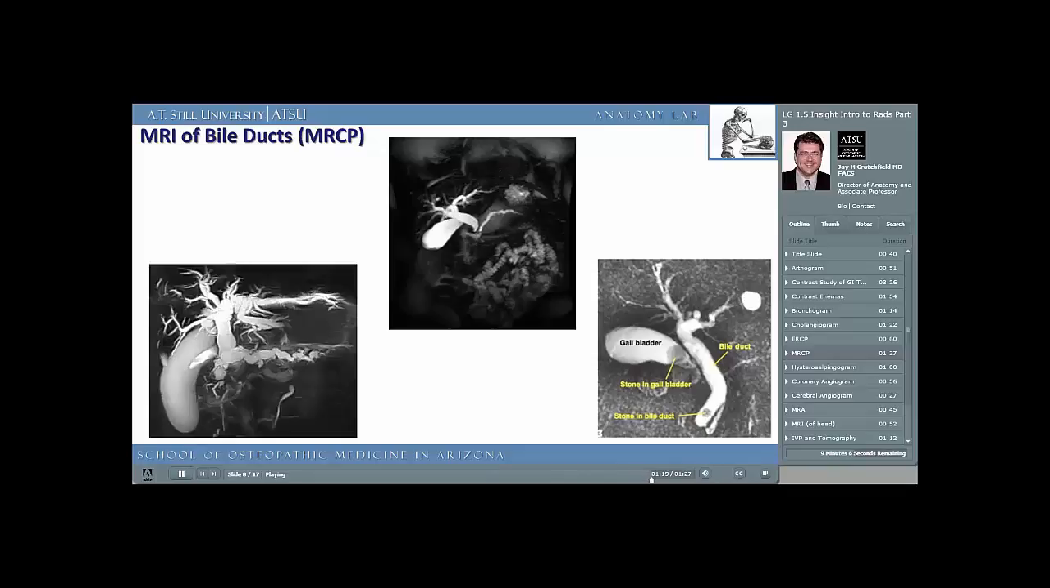This test, the MRCP, is very useful if your patient is not a candidate for an ERCP or for an operation.